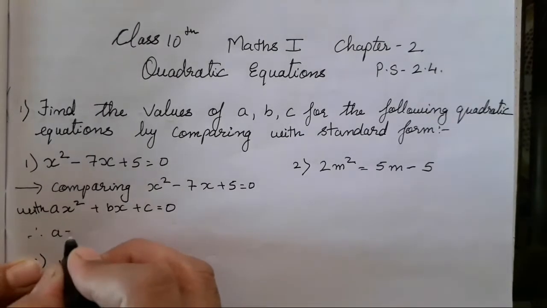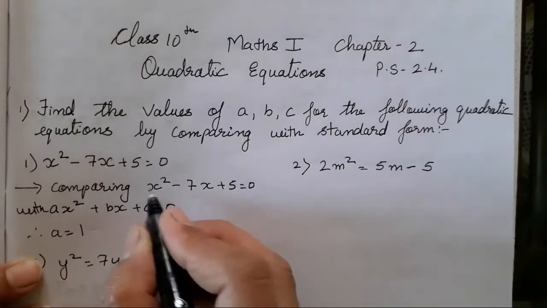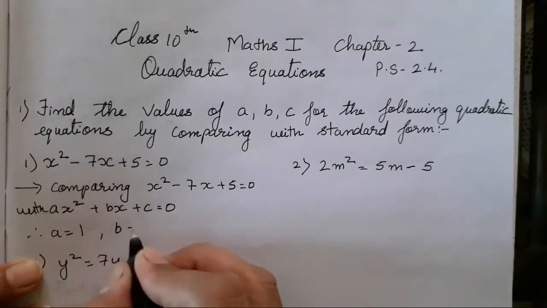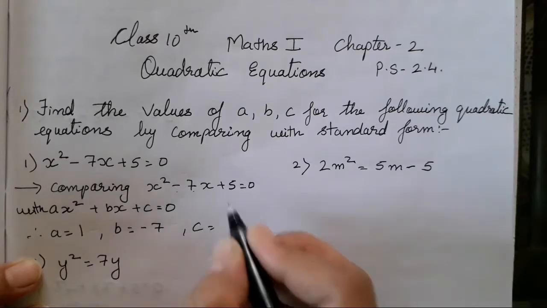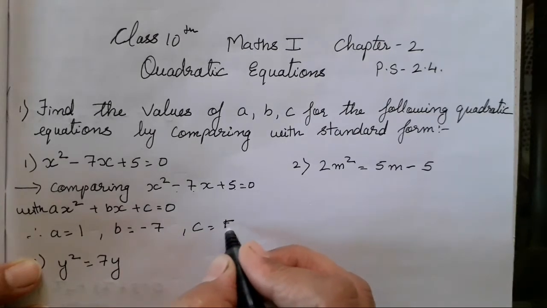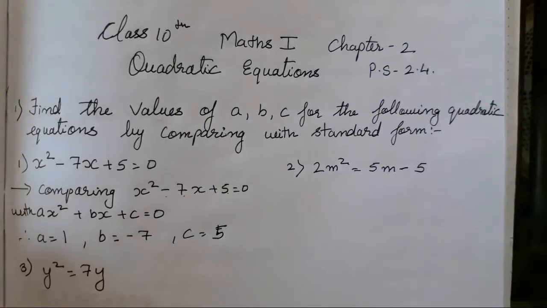Okay, so therefore a is how much? 1. Okay, b is how much? Minus 7. And c is how much? Plus 5, or 5, you all can write it. Got it? Isn't it easy?